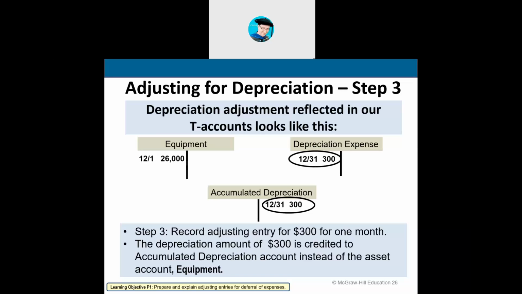What this does is it reduces the value of the equipment over time without affecting the total value of the equipment. What that means is, instead of reducing equipment, which you would never do, this is like the contra account to equipment. It represents the decrease in value over time. That's what accumulated depreciation is.